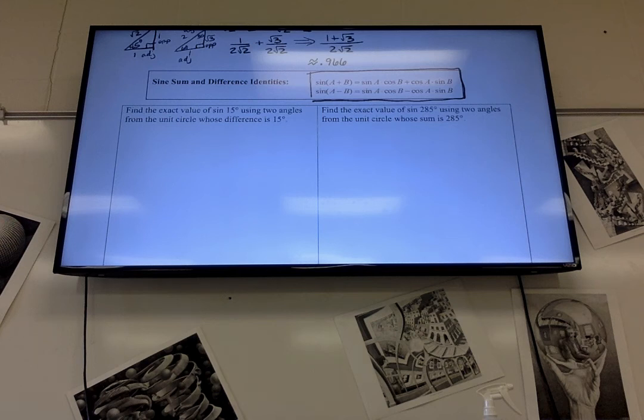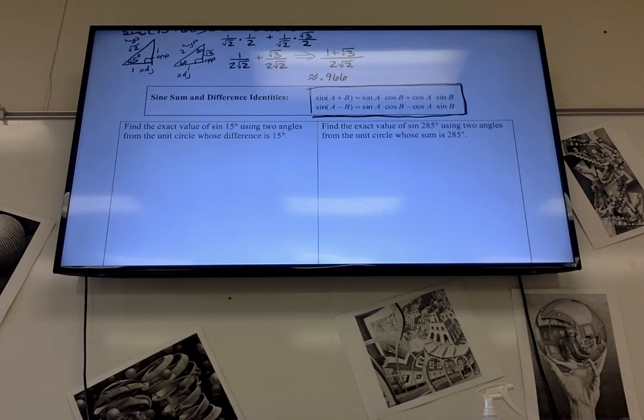So, for example, find the exact value of the sine of 15 using two angles from the unit circle whose difference is 15. We basically have just a few angles that we use. The 30, 60, 90 triangle. We have a 45, 45, 90 triangle. Or any that have a reference angle that is 30 or 60 or 45.